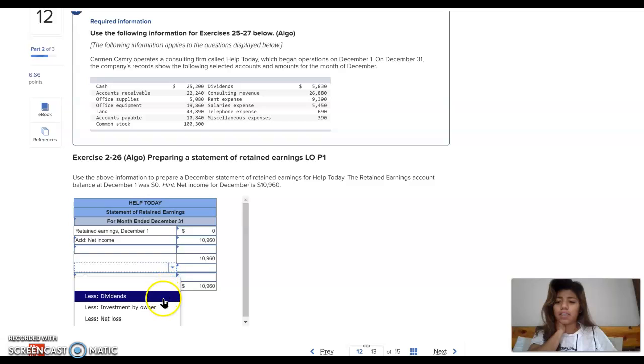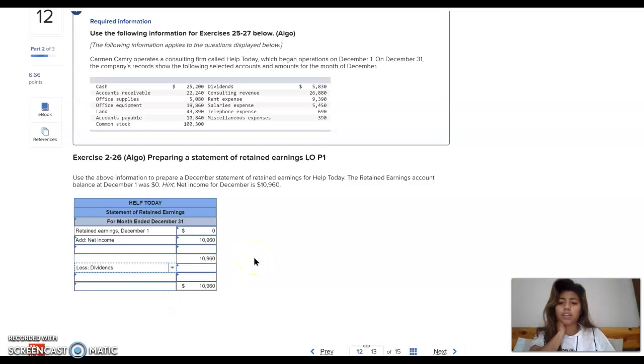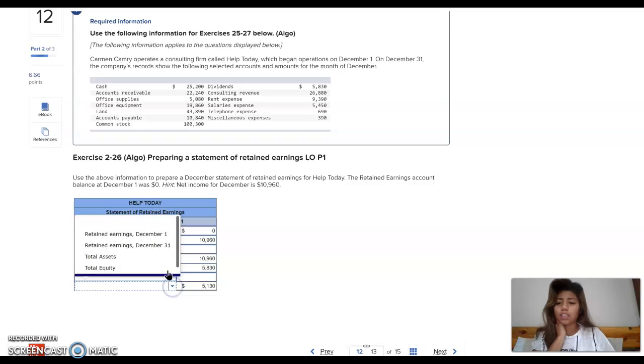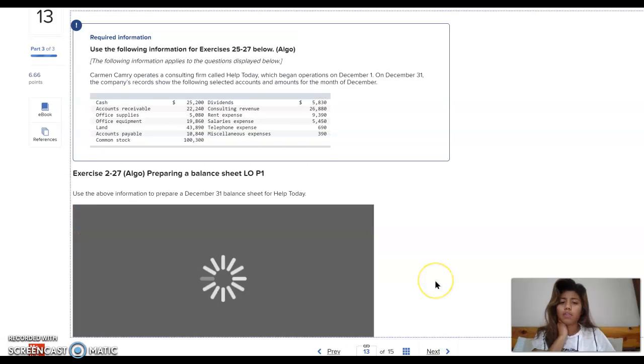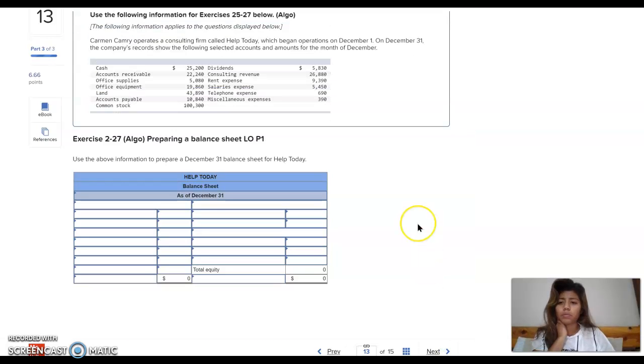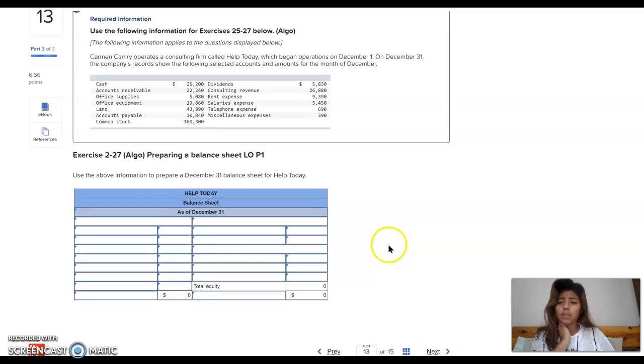So we're going back here, and now we're going to do less the dividends, because this is a statement of retained earnings, so it shows everything that we're getting here. Dividends are 5,830. And then the last thing we do is just say retained earnings for December 31st. And that should give you the statement of retained earnings. Then we're going to move on to preparing the balance sheet.